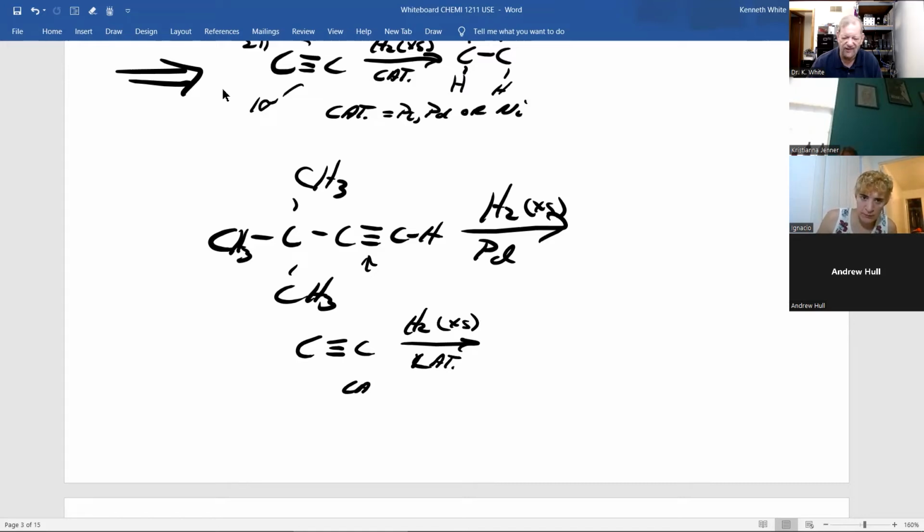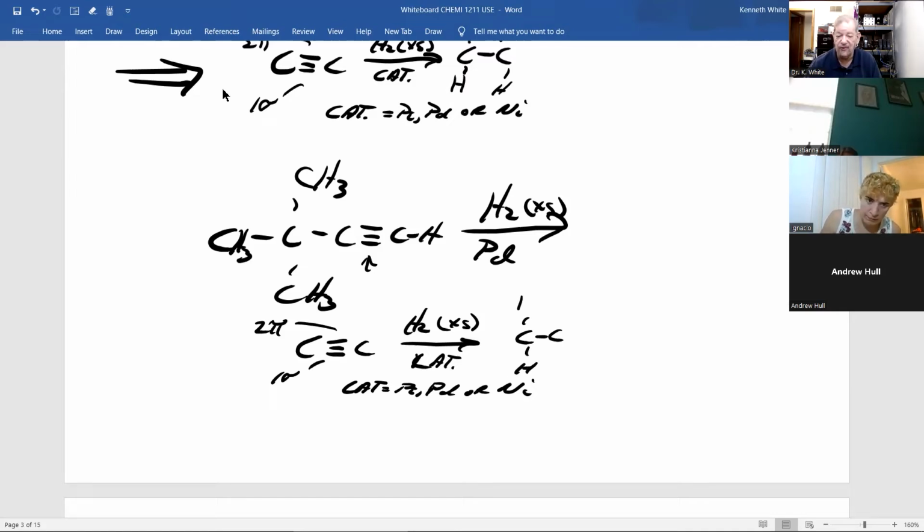And the catalyst can be platinum, palladium, or nickel. And you break the 2 pi bonds, and you should know a triple bond has 2 pi bonds, 1 sigma bond, and each carbon of the triple bond gets 2 hydrogens.